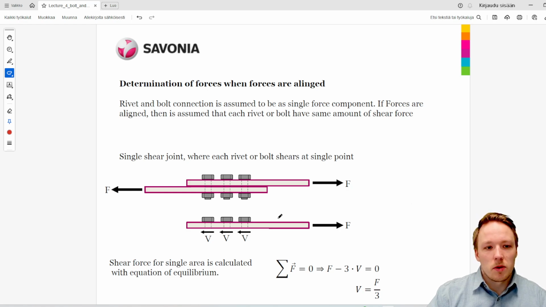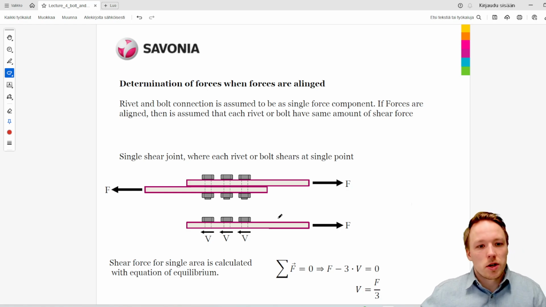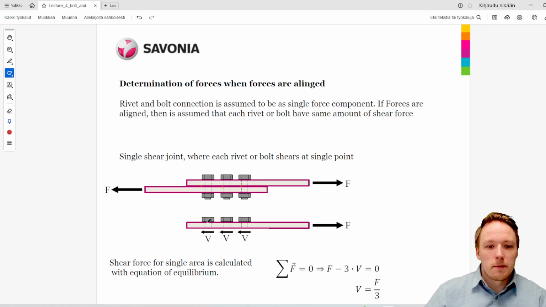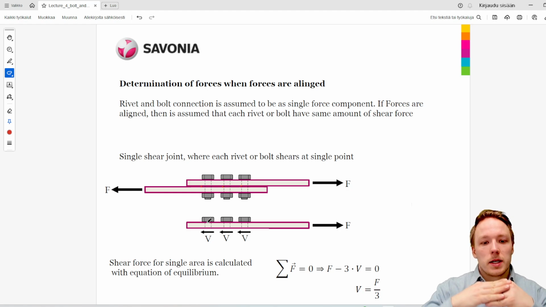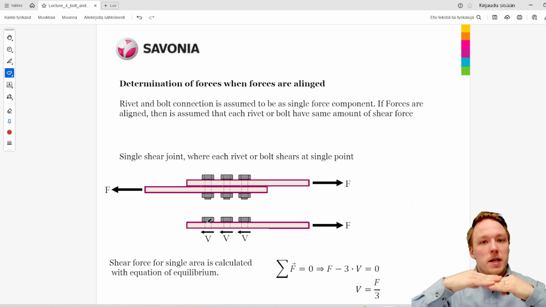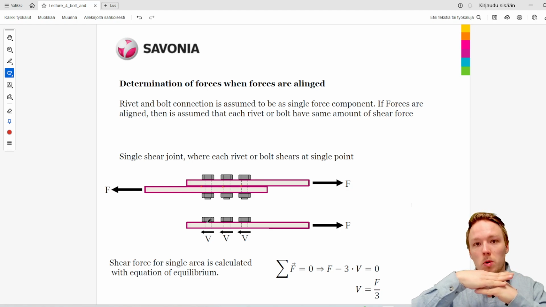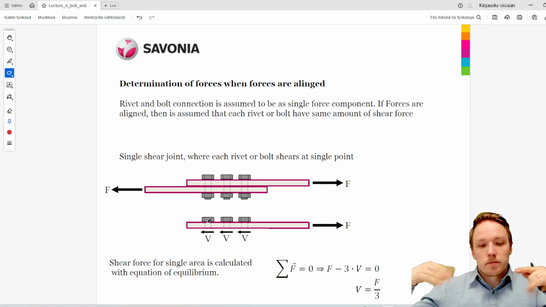Here we have an example image of a so-called single shear joint, which basically means that there is one plane along which the shearing will happen. For example, in this instance we have two plates of steel that are joined together using these three bolts which are visible in this image, and when the load is applied there's a shear between those two plates and it wants to shear those bolts in two pieces.